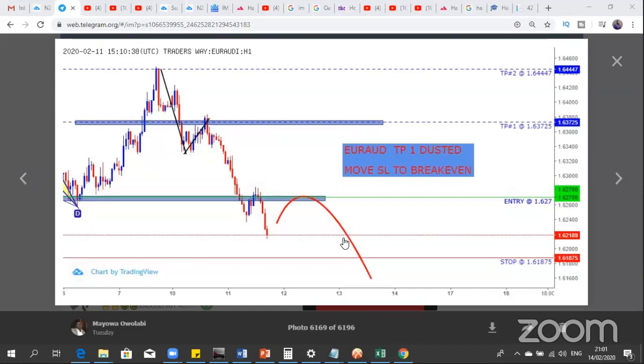Good, so that's it. We also put in, this was UCAD before it happened. Before it happened, this was Euro NZD. When it happened, it was posted on the group. Euro NZD gave us over 200 pips.